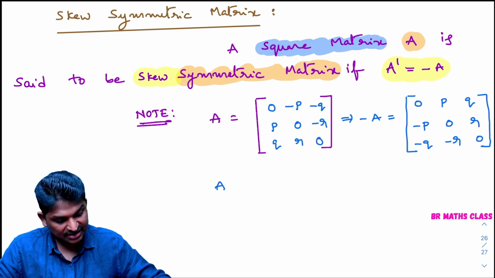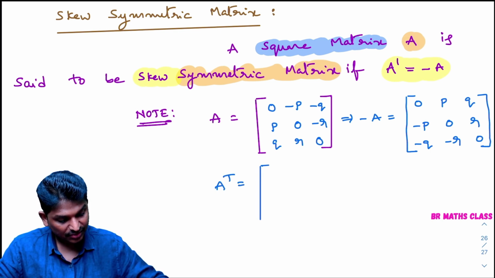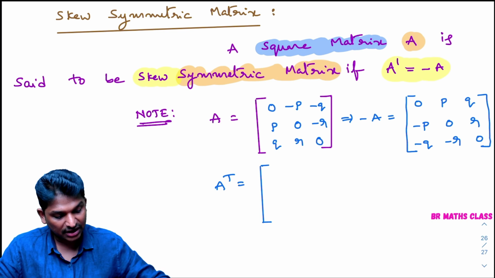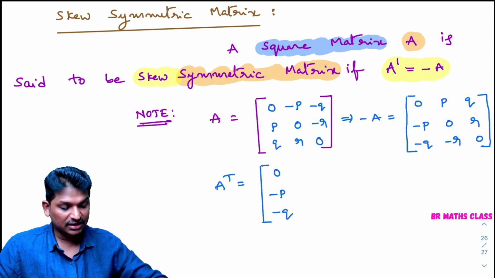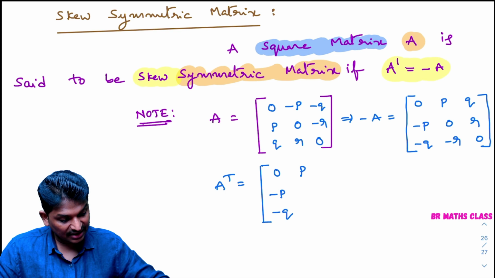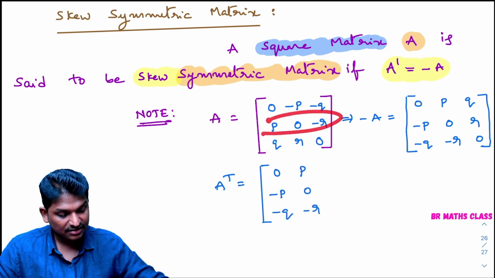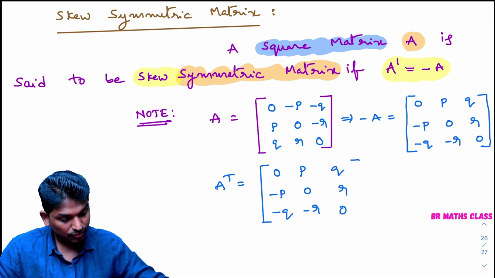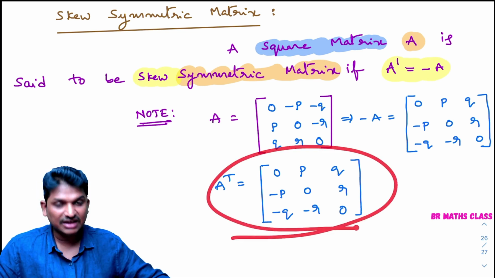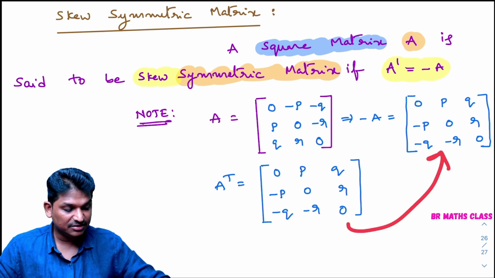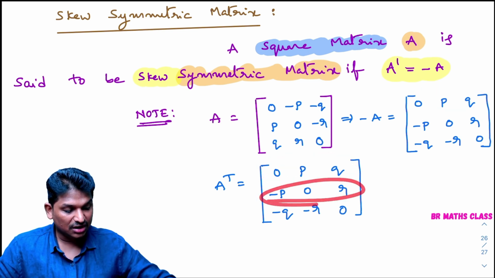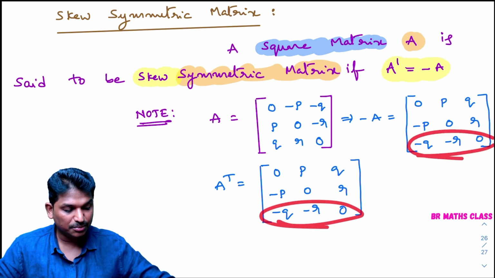Now I'll calculate A transpose. How to calculate A transpose? You take the first row and write it as the first column: 0, minus P, minus Q. Now take the second row and write it as the second column: P, 0, minus R. Now the third row as the third column: Q, R, 0. You can observe here, this is the transpose of A. This matrix and this matrix both are the same. A transpose and minus A: 0, P, Q; minus P, 0, R; minus Q, minus R, 0.